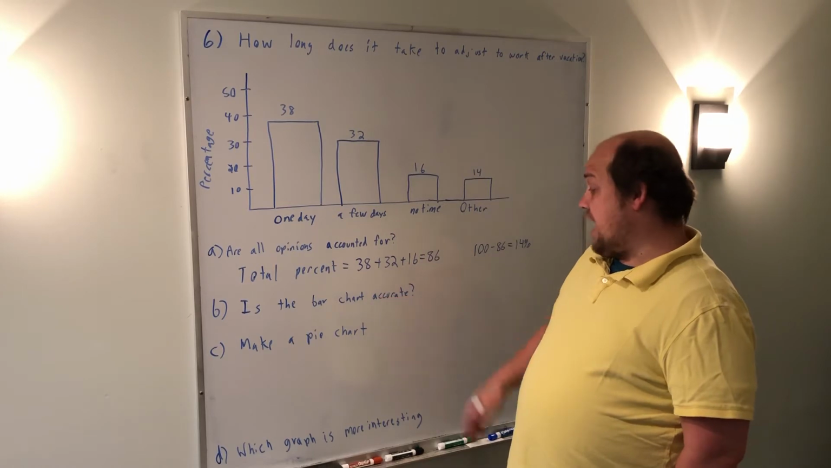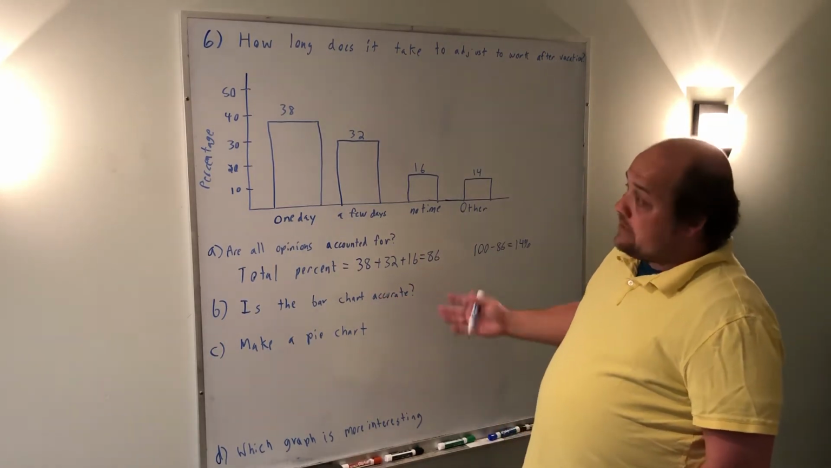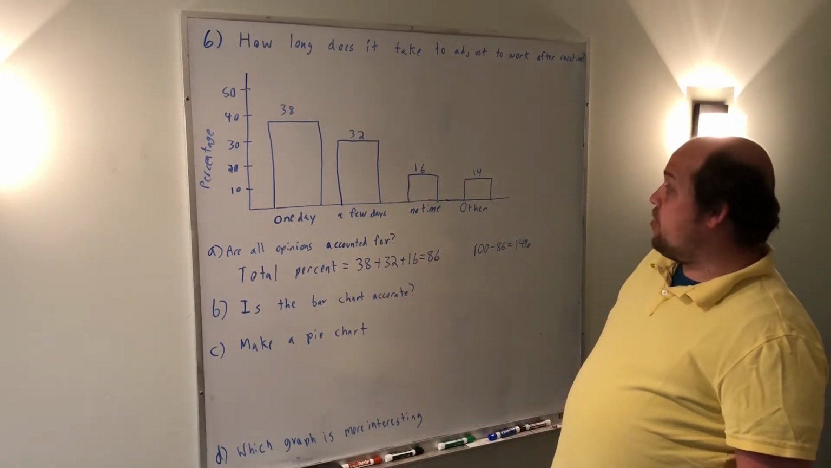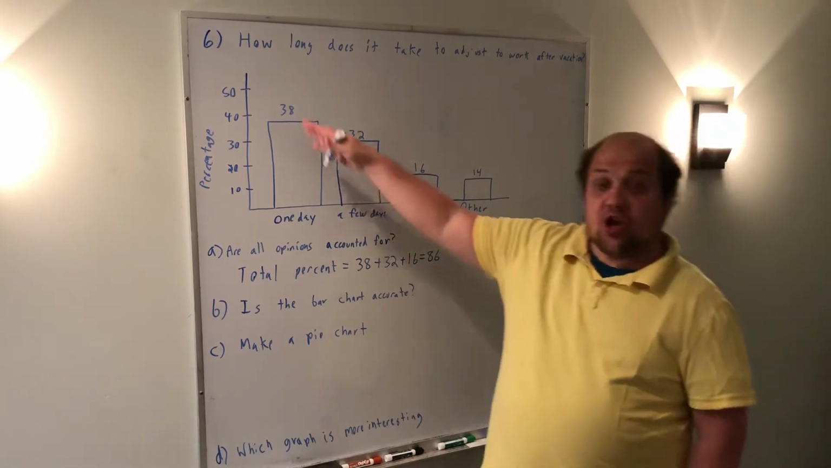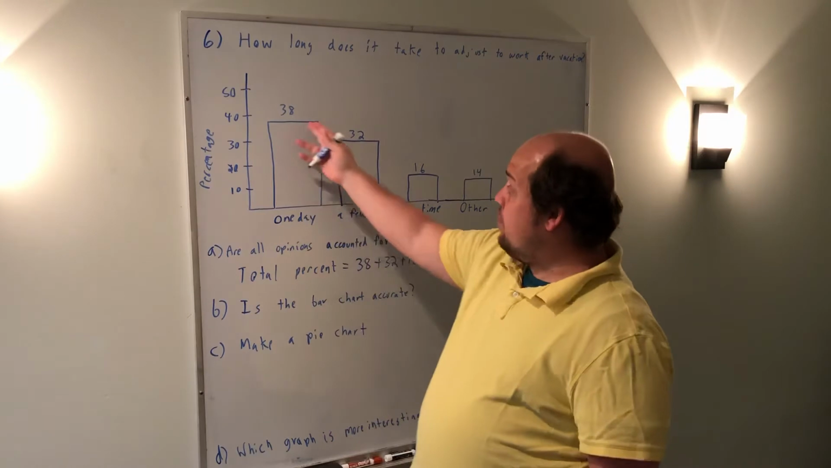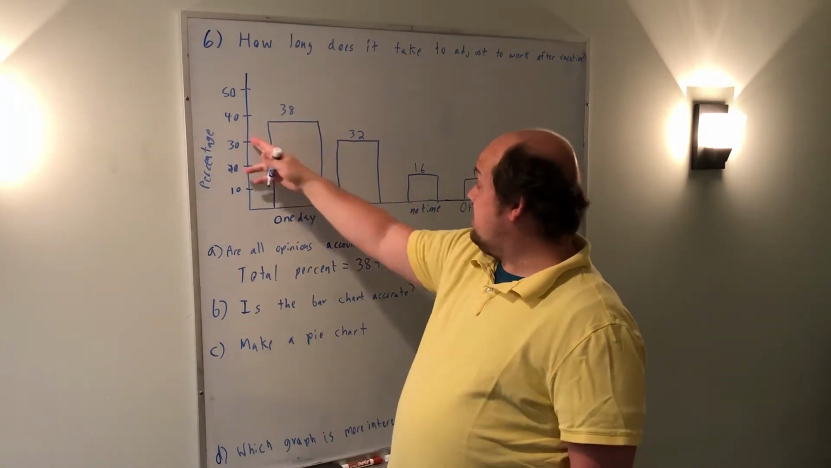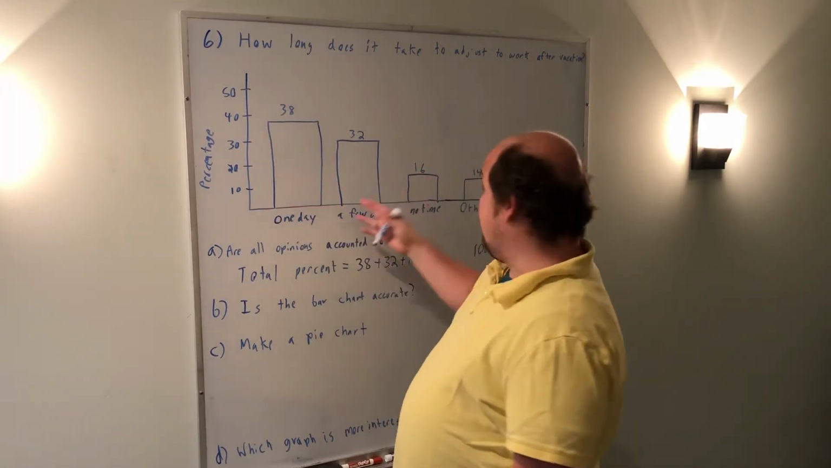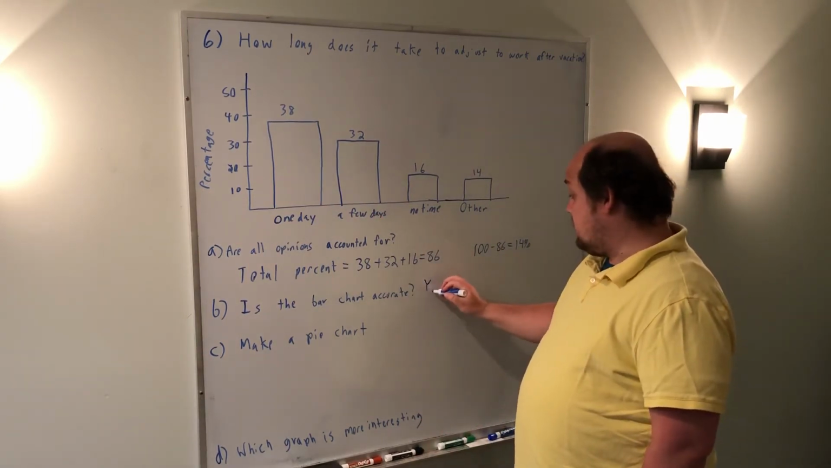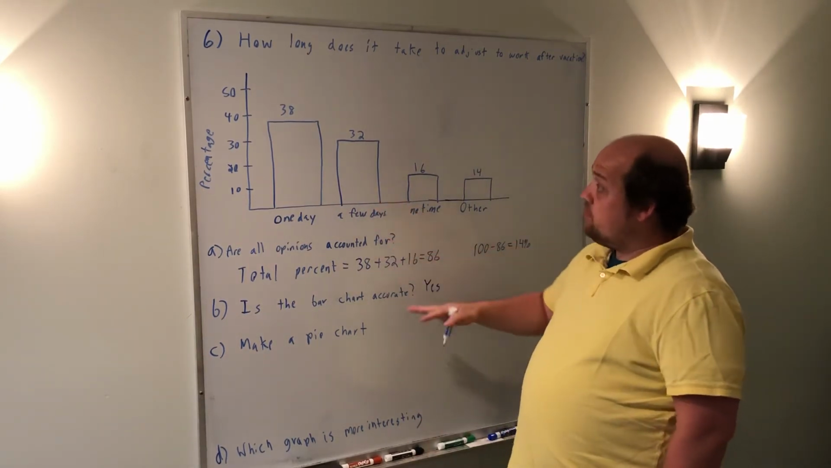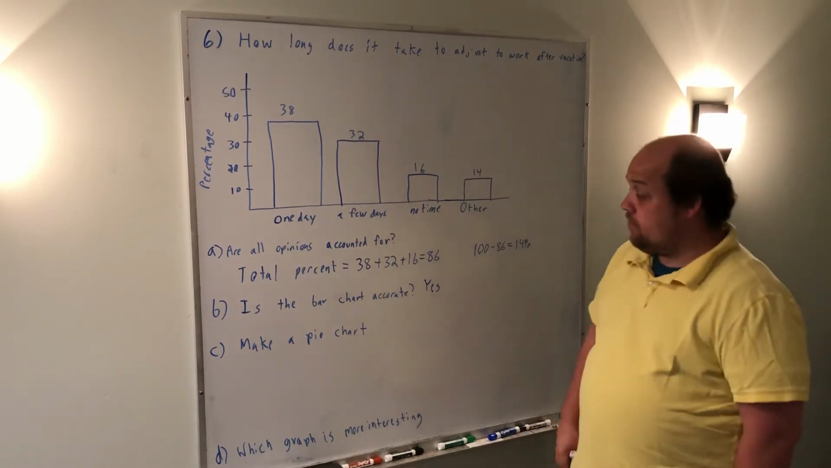Is the bar chart accurate? So really what we want to do is compare the bars, make sure they're the same relative size, that they line up where they should go on our scale. 38 goes to about 38, 32, 16, 14. I think the bar chart is accurate. I'm going to say yes. It has proper labels. I think it's good.